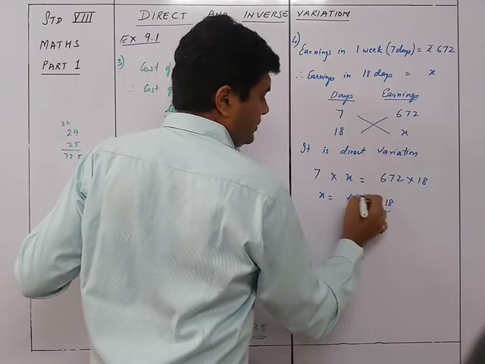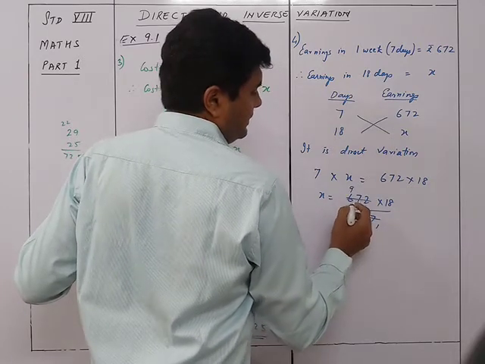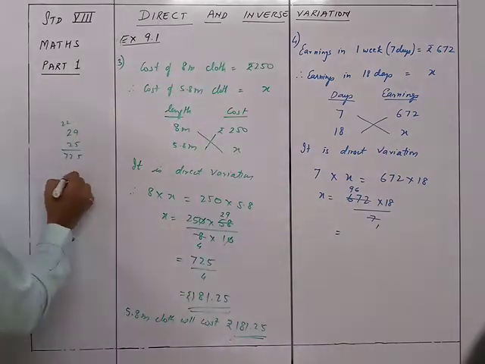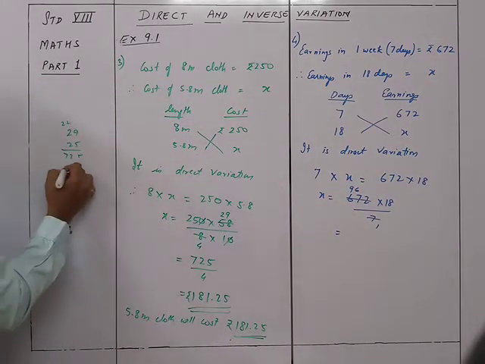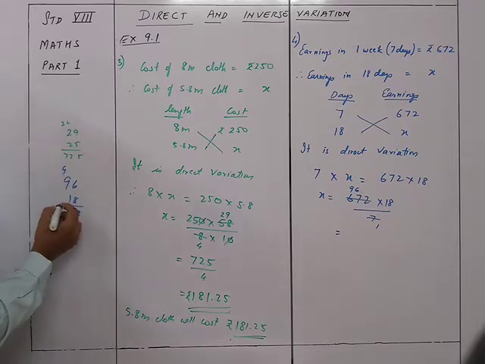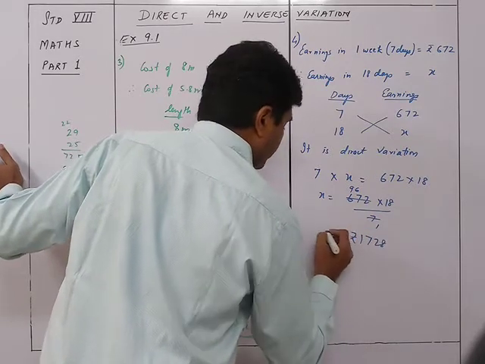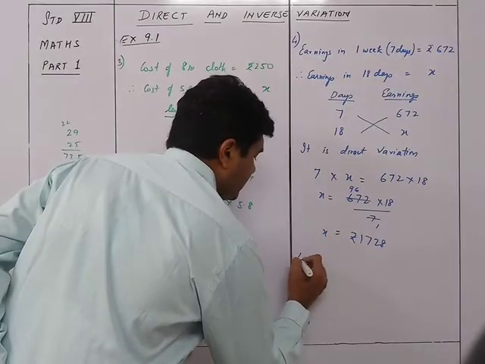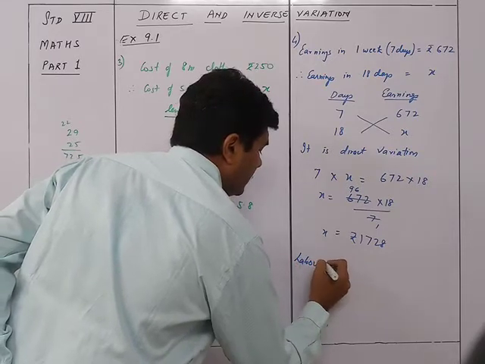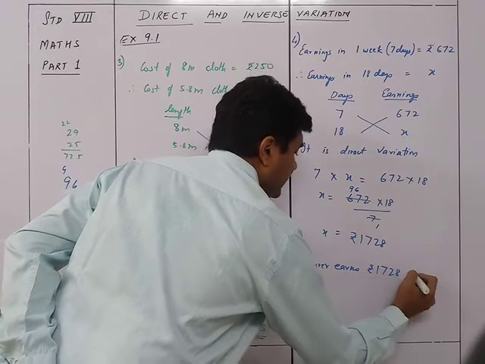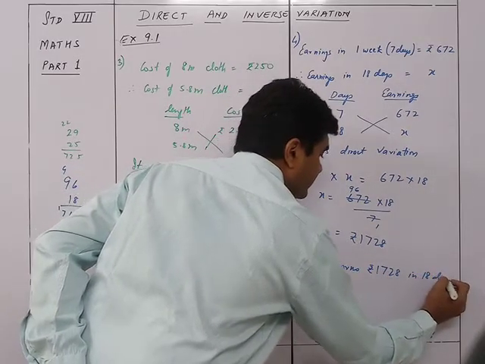So 7 9s are 63. Yeah, 42, 6. So that will be equal to 96 into 18. So 96 into 18, 48, 72, 76, 0, 6, 9, 8, 12, 17. So it will be rupees 1728. So therefore you can say the laborer earns rupees 1728 in 18 days.